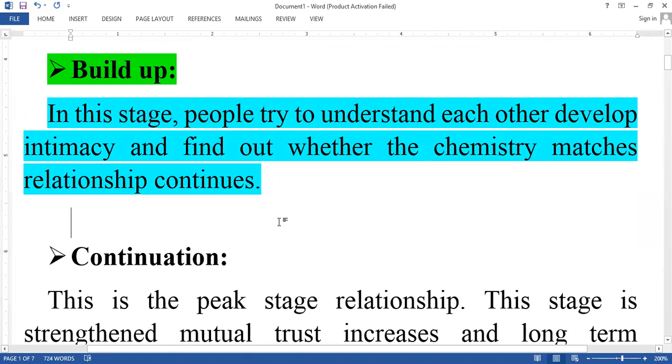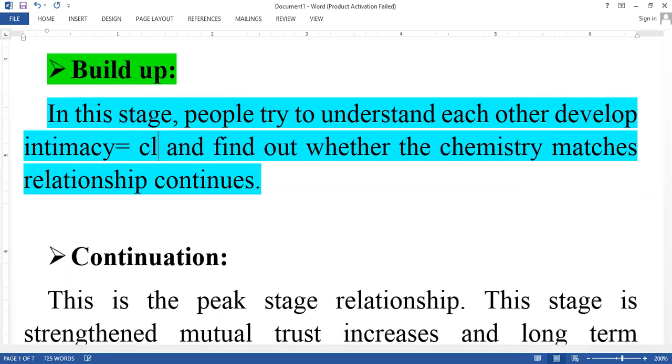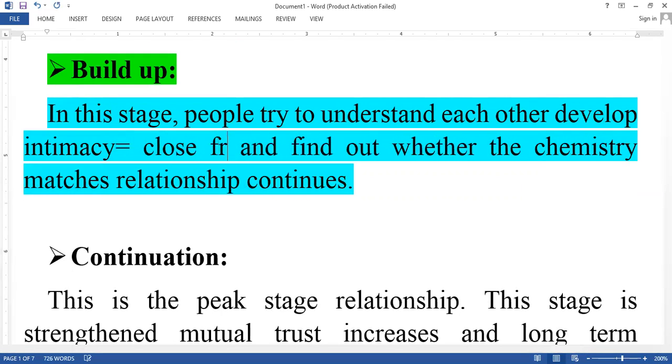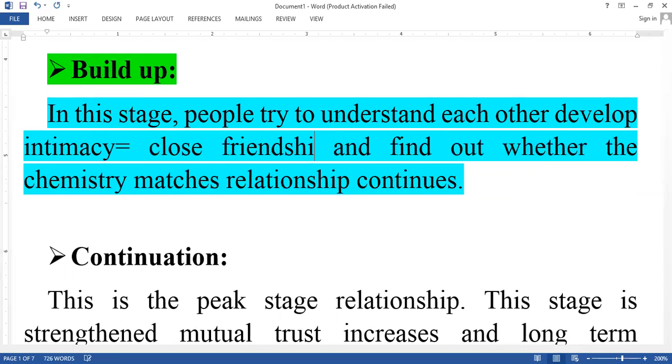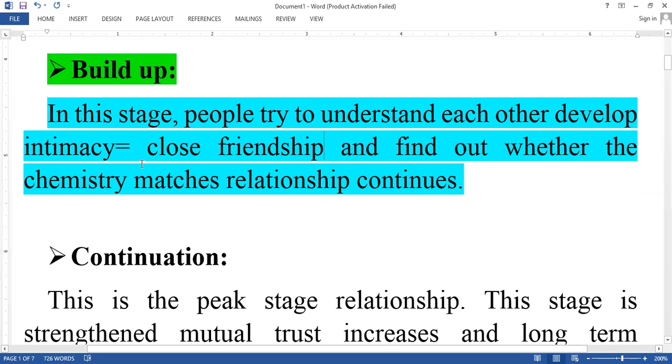Build up is nothing but we should develop it. In this stage people try to understand each other, develop intimacy, and find out whether the chemistry matches, and the relationship continues. See here, intimacy. What does it mean? Intimacy is nothing but close friendship.